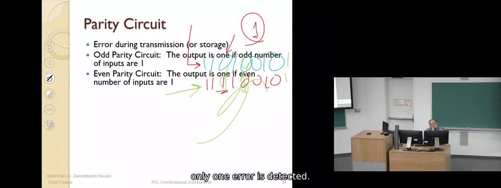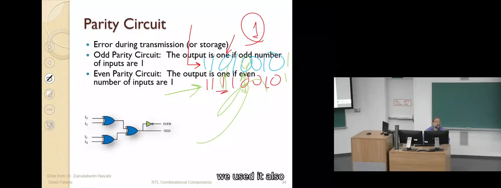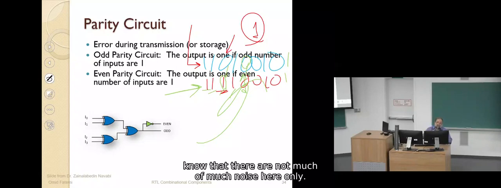So only one error is detected. We added a bit to that, so we used it. Also, the parity only detects that there is an error, but it doesn't tell me where the error is. Is it here? Is it here? It doesn't tell me anything about the location, and I cannot use it to fix the error. So it is only a mechanism for error detection when the error is only one bit. That is the limitation, but it's good for cases where you know there is not much noise, so maybe there is only one error, and you can use the parity.